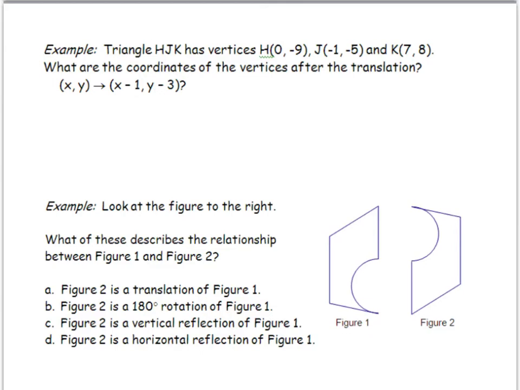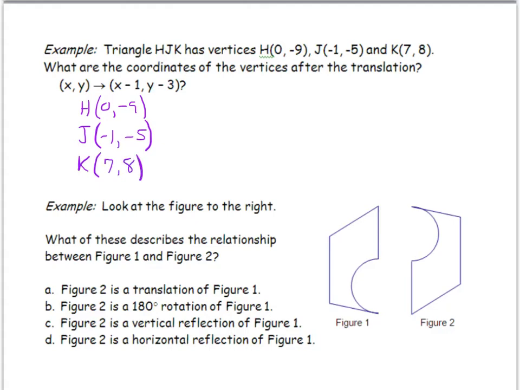So what we're going to do is copy down what those original points were, and that way it'll be nice and clean on our paper. So I've got H was 0, -9, J was -1, -5, and K was 7, 8. So let's start off with H.